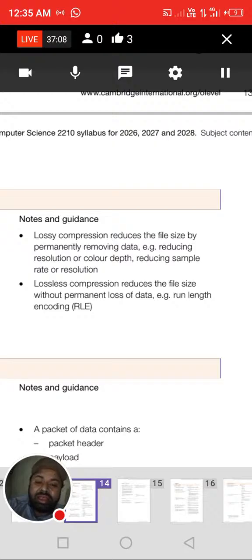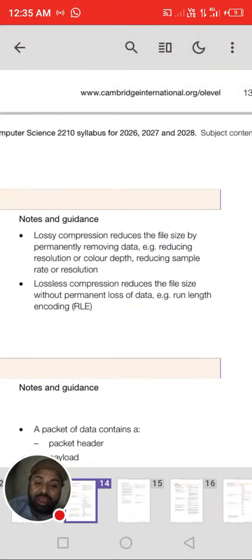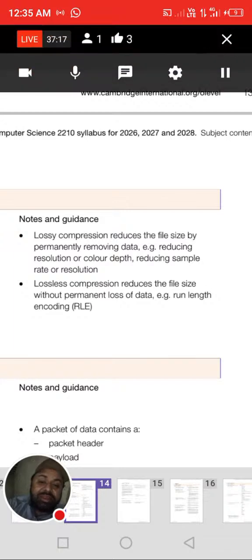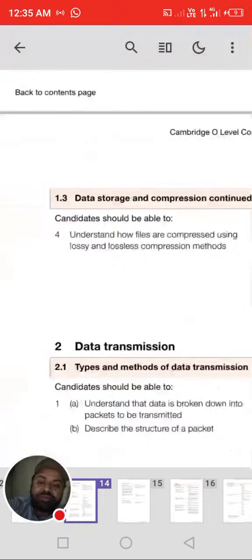For example, there is a technique we can use called run length encoding. Here the data loss is not permanent, only temporary, but for lossy compression it is permanent. This is the main difference. I hope you got it.